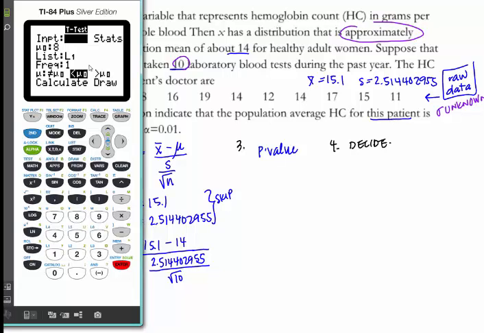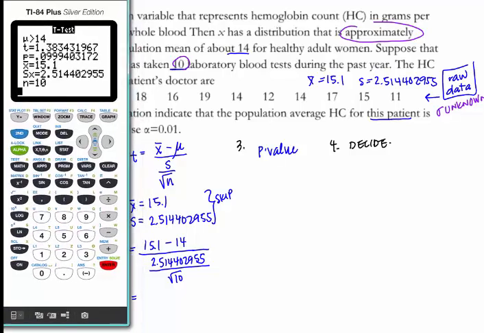I put the list in the data, highlight the data, press enter, enter the null hypothesis. Remember that was 14. The data is in list 1, and we are running a right-tailed test to see if this patient has a higher hemoglobin count, and we can calculate from there. So this one is quite a bit more direct method.